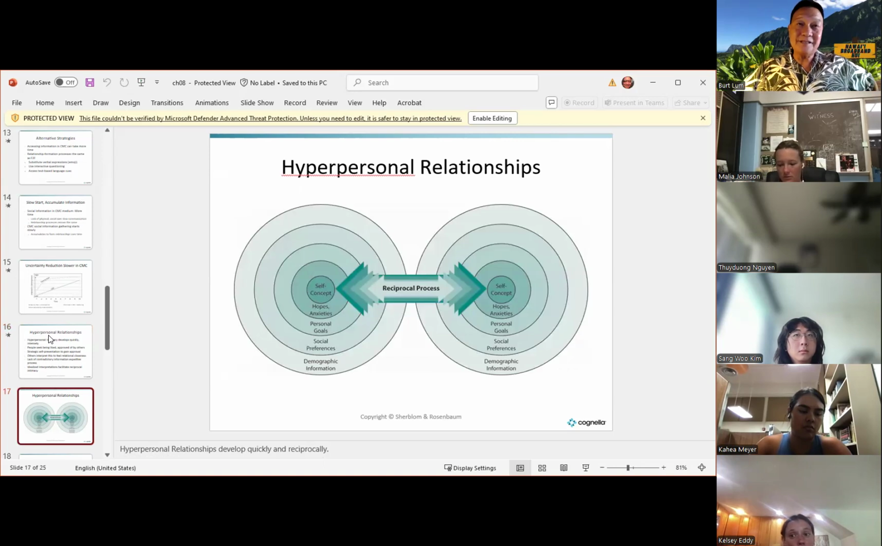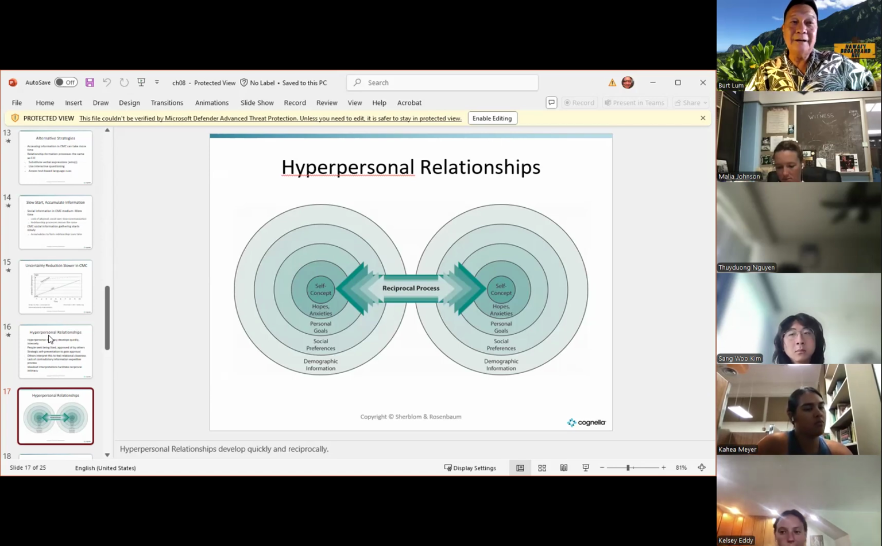So these hyperpersonal relationships, again, how quickly can you get to the core of the person, the self-concept of the person, the idea of uncertainty reduction and getting to the core. Some of these, like a dating app as an example, you might think you're getting to the core, but then when you meet face to face, it doesn't really pan out, so that it continues on in a more real face to face relationship environment.